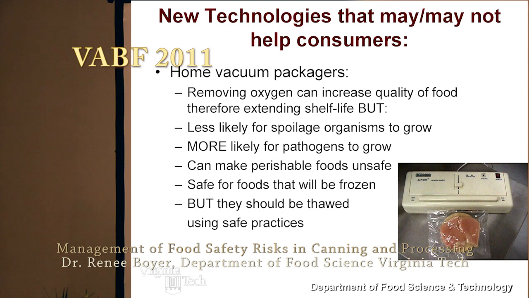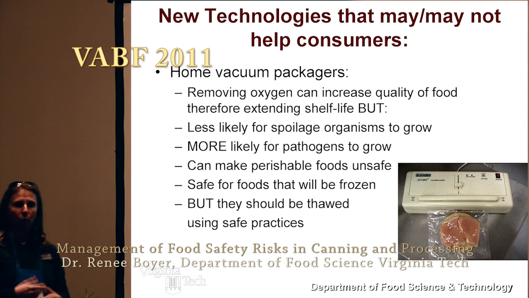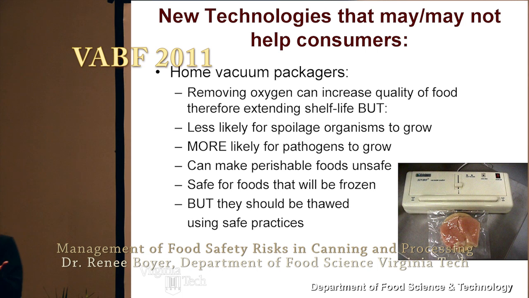So vegetables, meat, things like that. Some of that you're going to do anyway, but it's important to mention because I get calls from people that want to vacuum package everything because it's novel and it's fun. But you have to understand that there is a risk associated with taking oxygen out of the food, because it can make perishable foods unsafe. Safe for foods that will be frozen, no problem. Foods that will be put in the refrigerator, because there's another control mechanism there.